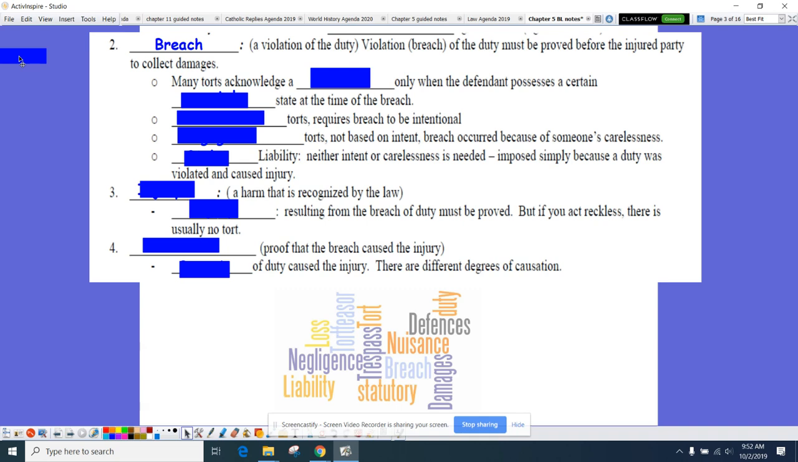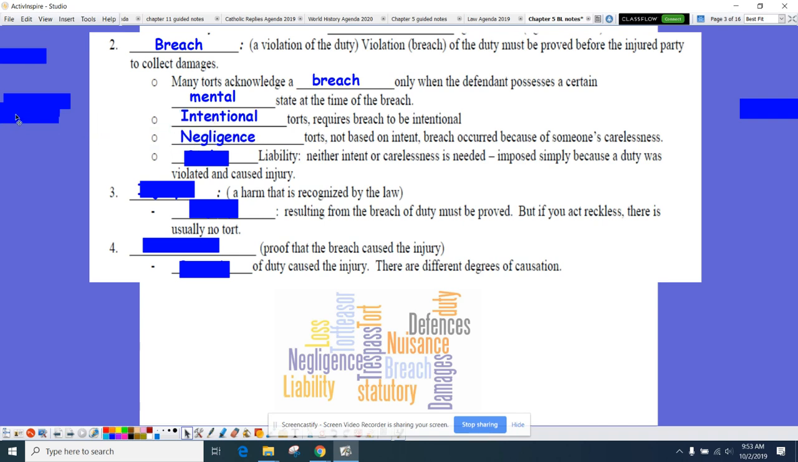Violations of a duty must be proved before an injured party can collect any kind of damages. So many torts acknowledge a breach only when the defendant possesses a certain mental state at the time of the breach. You can have intentional torts. This requires the breach to be intentional. In other words, it was on purpose.